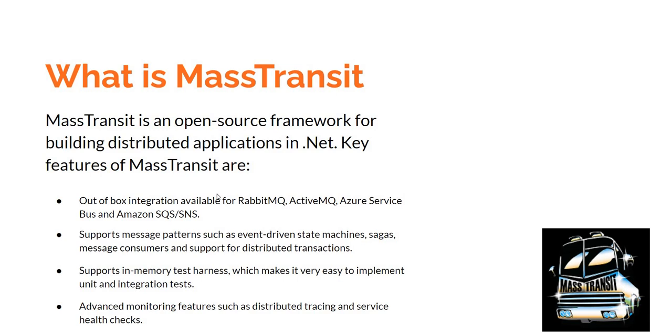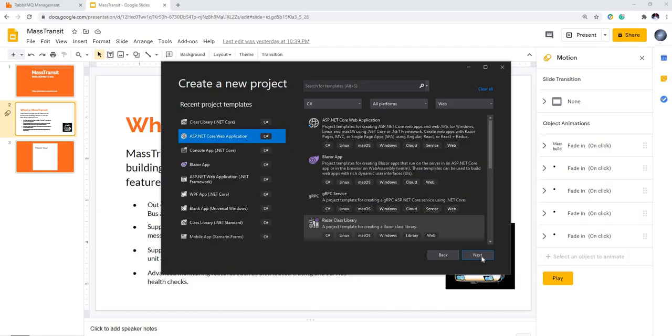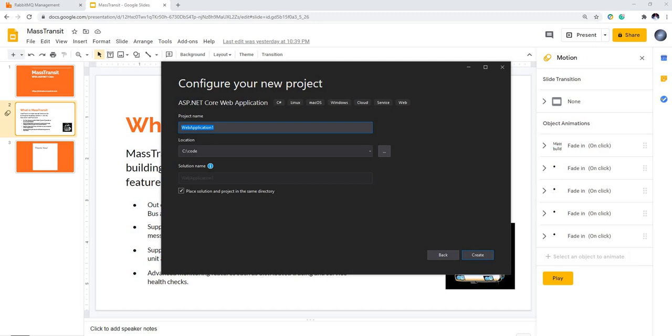So first, let's start by creating a new ASP.NET Core web application, and I'm going to name this application order service. This is a service which ultimately will be responsible for sending orders through RabbitMQ. On the other side, there will be an inventory service which will be listening to the message and update the inventory based on the order. First, let's create the order service.